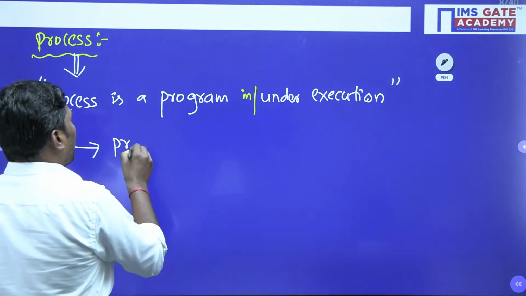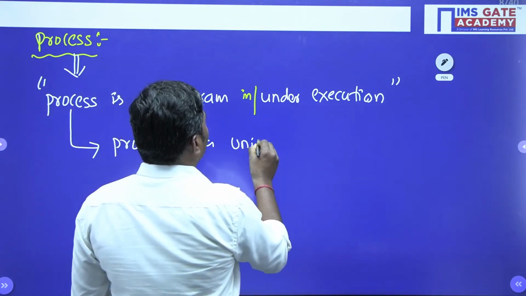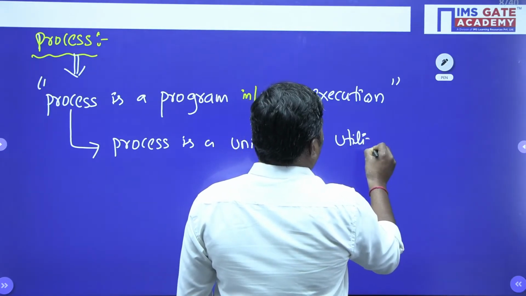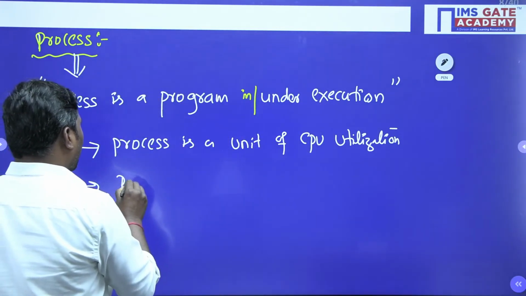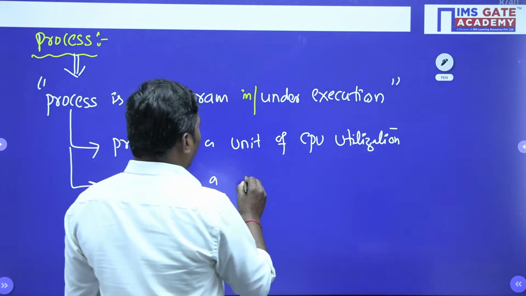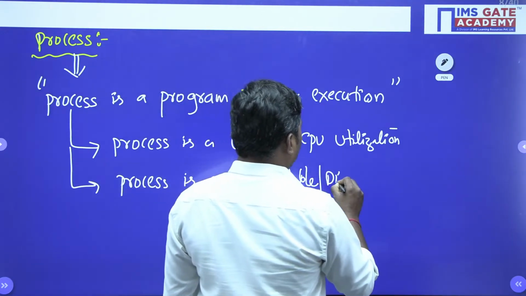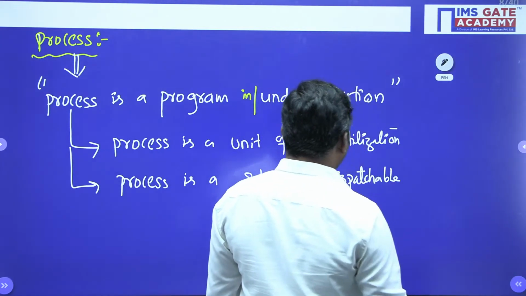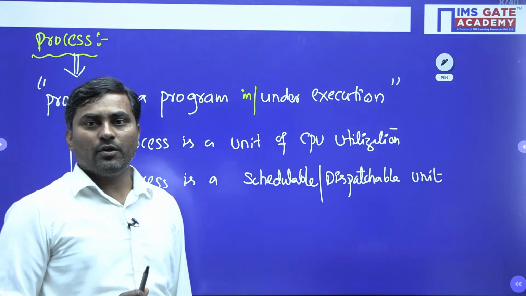So, a process is a unit of CPU utilization. Unit of CPU utilization. Please observe. Another point: a process is a schedulable or dispatchable unit. Dispatchable unit. Getting my point? Dispatchable unit.